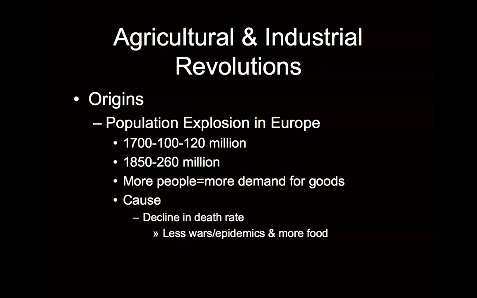People that would work the factories and people that would buy the goods. During this time, Europe had a population explosion. In 1700, roughly 120 million people, it jumped in 150 years to 260 million people, which is amazing. And the reason for this was people were simply living longer. They were healthier, there were fewer wars, less disease, more food. People were living longer.